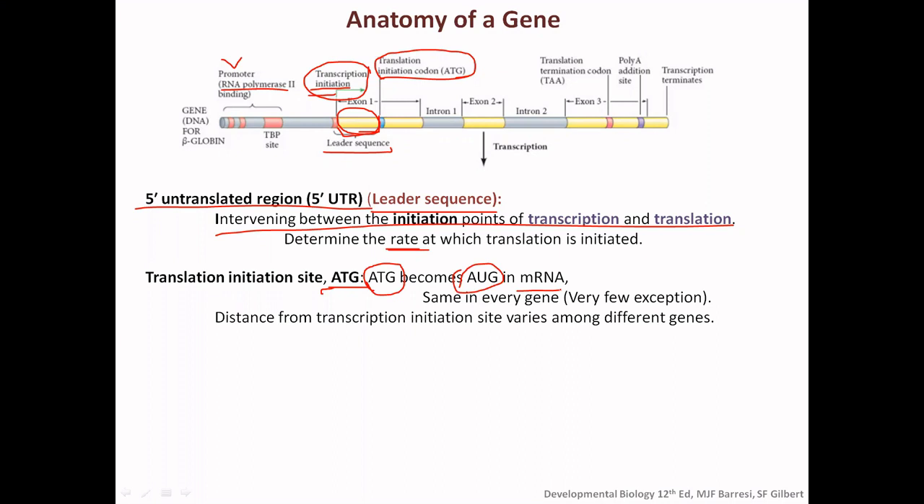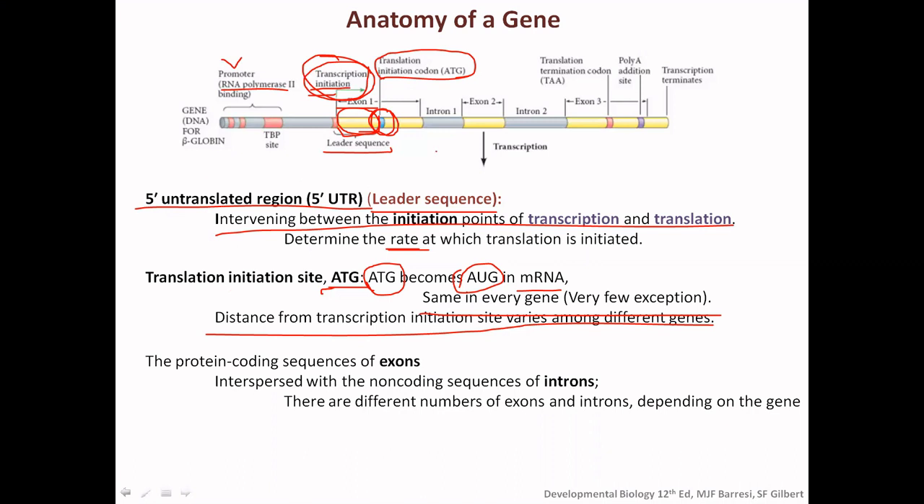Usually the term codon is given to the triplet nucleotide bases of the messenger RNA, but most of the time people use the terminology codon for the genomic DNA sequence also. But technically this is not right. It is the same in every gene except a few exceptions, and the distance from the transcription initiation site varies among different genes. So there is a transcription initiation site, and translation will be initiated by the first amino acid of the polypeptide chain. This distance varies from gene to gene.